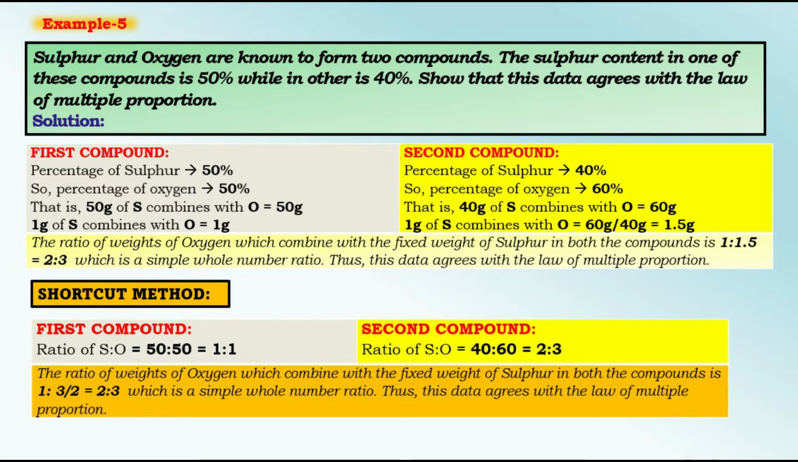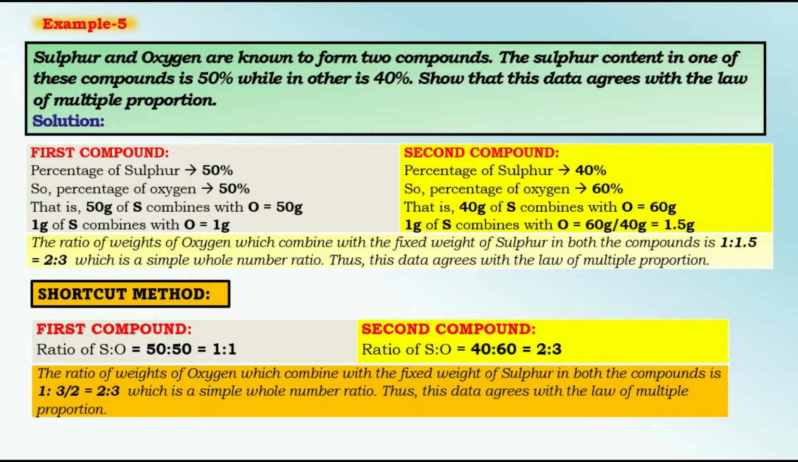Solution. Here in the first compound the percentage of sulfur given is 50%. So the percentage of oxygen is also 50%. That is 50 gram of sulfur combines with oxygen 50 gram. So 1 gram of sulfur combines with oxygen is equal to 1 gram.